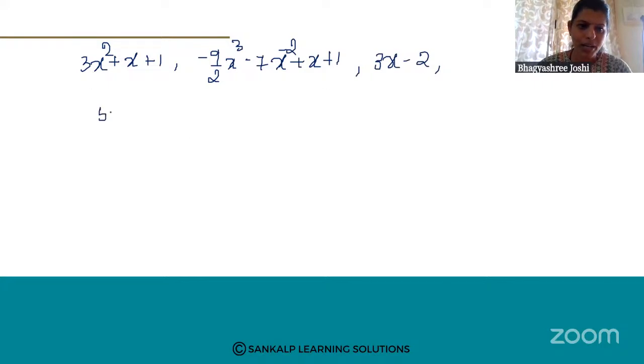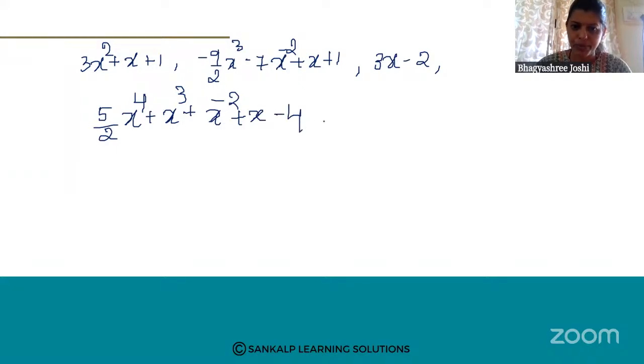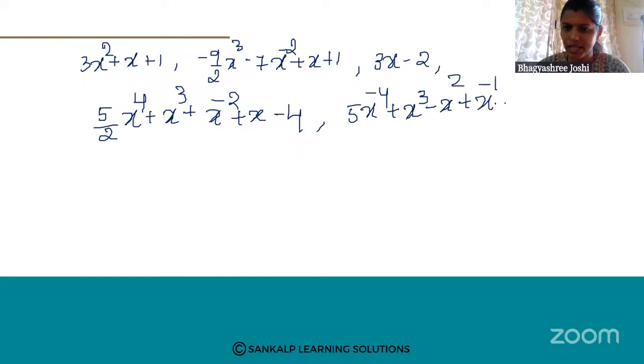Next, 5 divided by 2x raised to 4 plus x cube plus x raised to minus 2 plus x minus 4. This is another example. Next, 5x raised to minus 4 plus x cube minus x square plus x raised to minus 1 plus 1. So here I wrote some examples. Observe carefully. In all these examples, some variables are there, and those variables have some exponents, right?